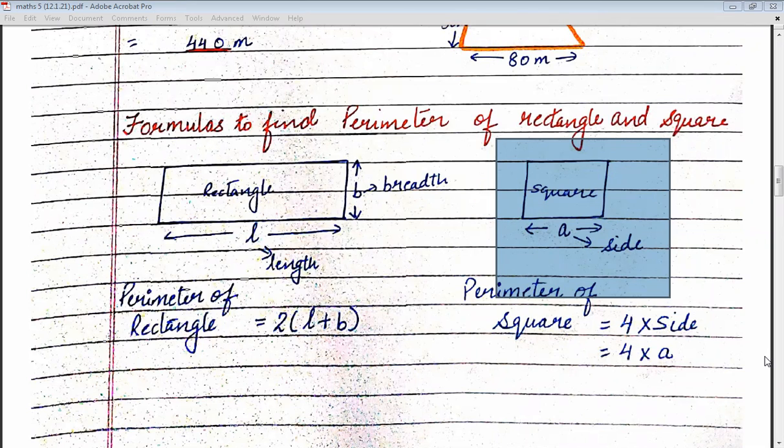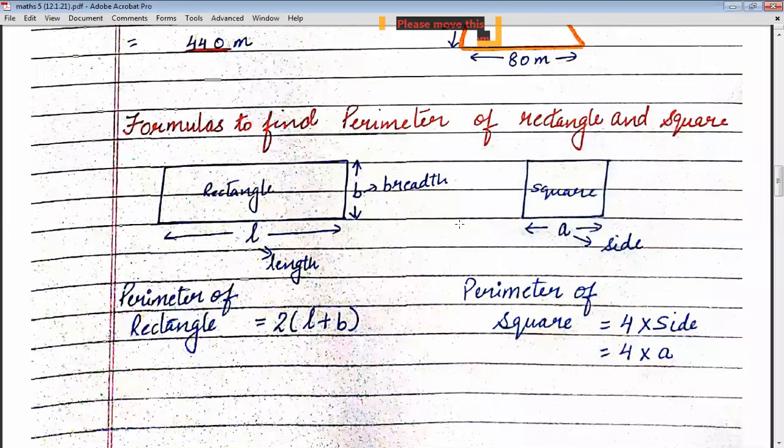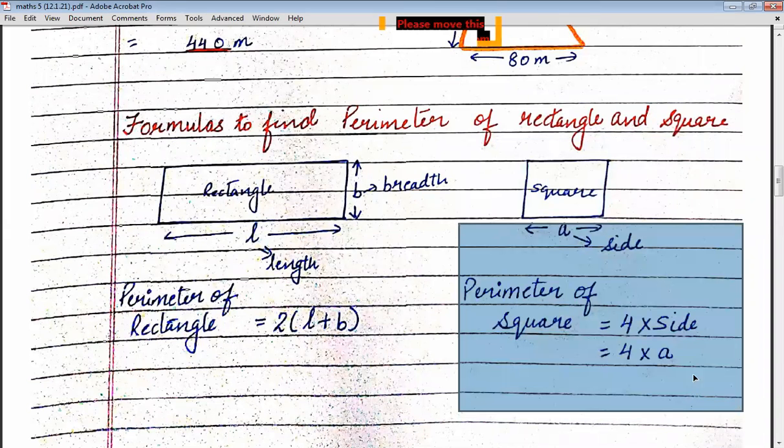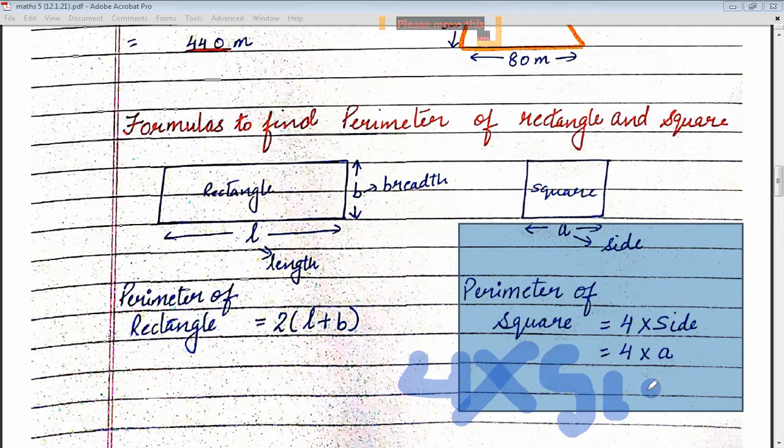Now just look at the formula. Now the formula is again very easy. The perimeter of square is equal to 4 multiplied by side. If the side is given to you, you just have to multiply the side with 4 and you will get the perimeter. Okay, how will you get the perimeter of the square? You just have to multiply it with 4 because we are having 4 equal sides.